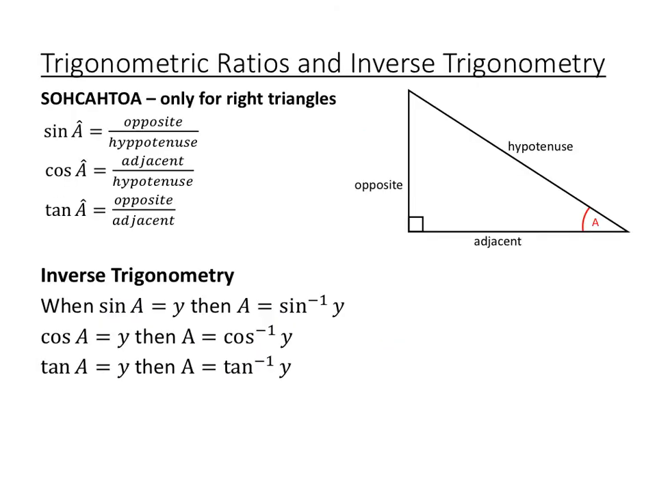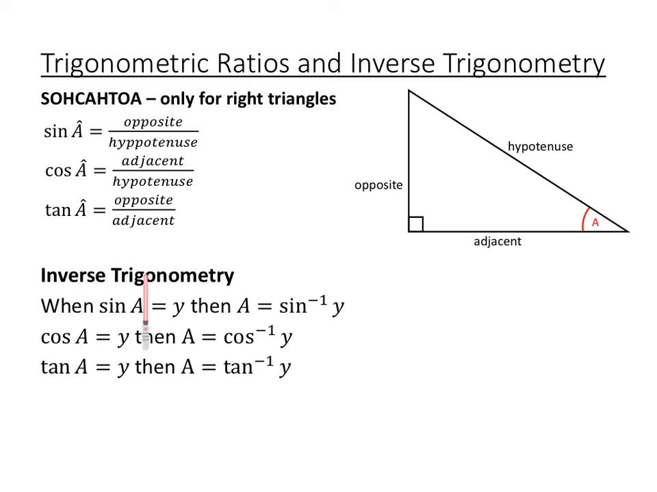Some trigonometric ratios and inverse trig, so this should be review from geometry. So we are talking about right triangle trig, so our SOHCAHTOA. If you have a right triangle here, this only works for right triangles, and we're talking about this angle down here, A, then this side over here would be opposite, this side down here would be adjacent, and this side would be the hypotenuse, like always. So then we have our shortcut, which we call SOHCAHTOA, which says sine is opposite over hypotenuse, cosine is adjacent over hypotenuse, and tangent is opposite over adjacent.